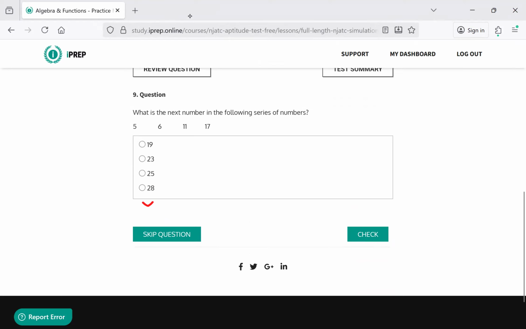Okay, here's the next one, and it's a sequence problem. Question 9 says, we have 5, 6, 11, and 17. What would be the next number? From 5 to 6, you had to add 1. From 6 to 11, you had to add 5. From 11 to 17, you had to add 6. So I know it's not arithmetic or geometric, but look at the pattern. You went from 1 to 5 and then 6.